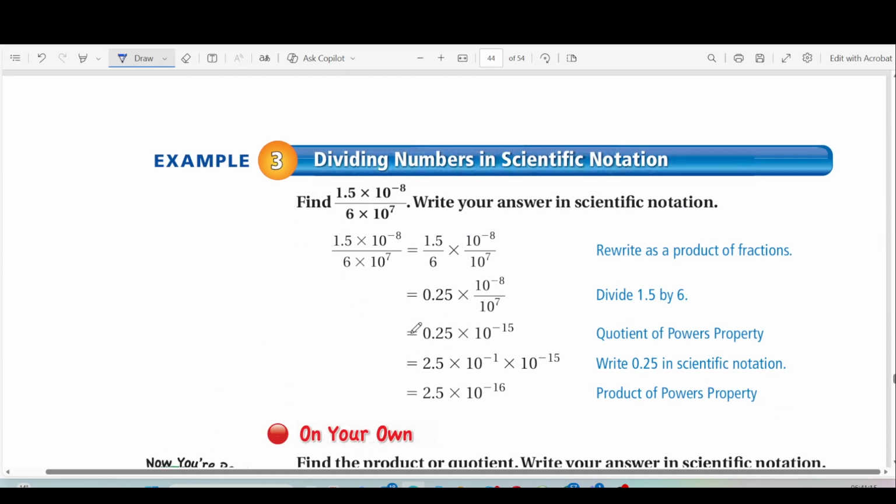For division, again we divide these two. 1.5 divided by 6 is 0.25. And for division, we know the rule: we need to subtract the powers. -8 minus 7 is -15. This is less than 1, so we need to make it bigger. So we move the decimal by one place and we get -1. Now they are in multiplication, so we add them. -15 and -1 is -16.